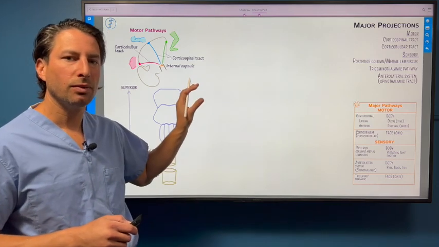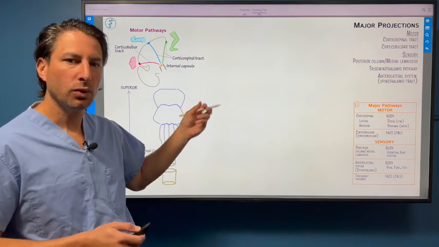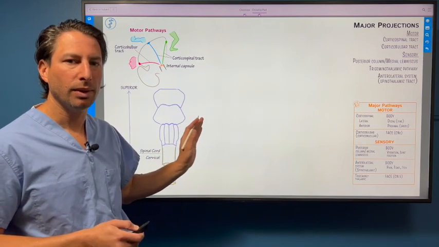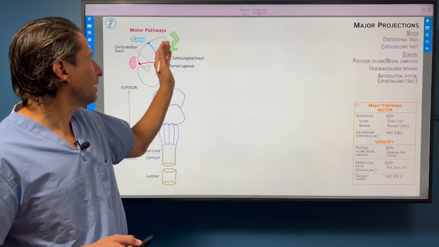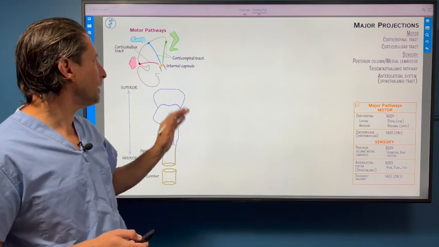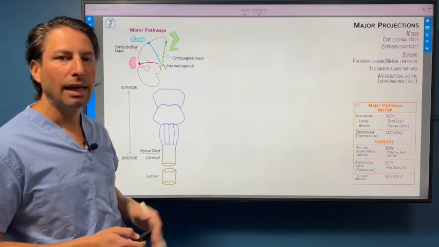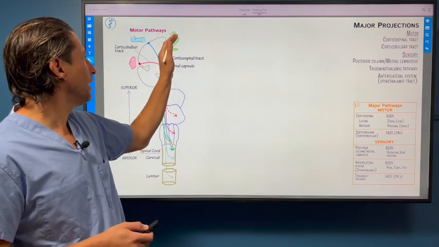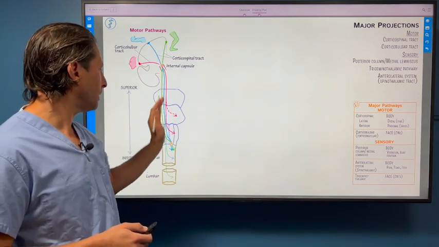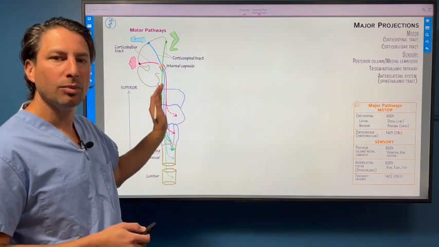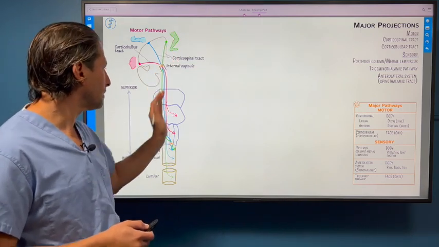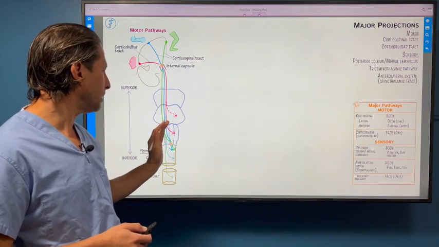So these fibers will, for lack of a better term, twist, and they will change relative positioning when they do. So the leg fibers start out medially, but when they hit the internal capsule here, there's a shift, there's a twist, and the legs now move out laterally as they descend the brainstem. So they're medial in the cortex, lateral to the arm fibers within the brainstem.